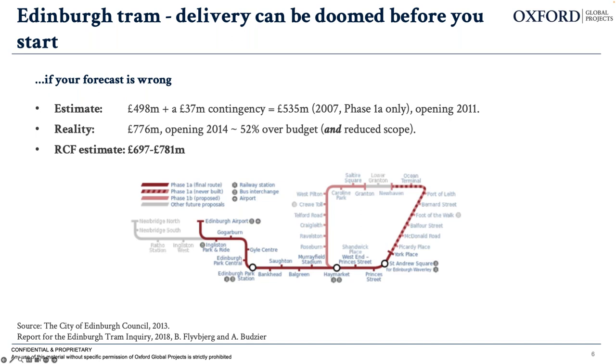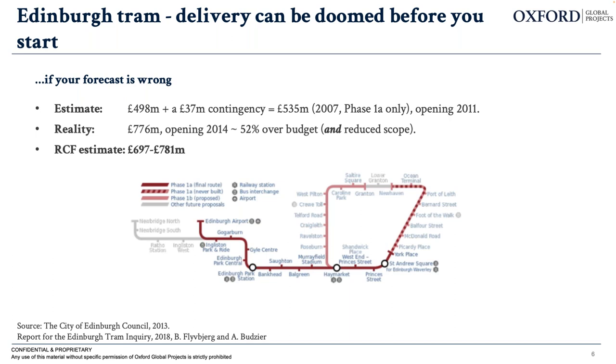In reality, the project had an outturn actual cost of nearly £780 million, opening in 2014, i.e. 52% over budget and 3 years late, and with a severely reduced scope because they actually never built this bit of it within that scope. Had we applied an RCF estimate back then, we would have given them an estimated 697 to 780 million as a budget within the kind of certainty aspect that they were looking at achieving.